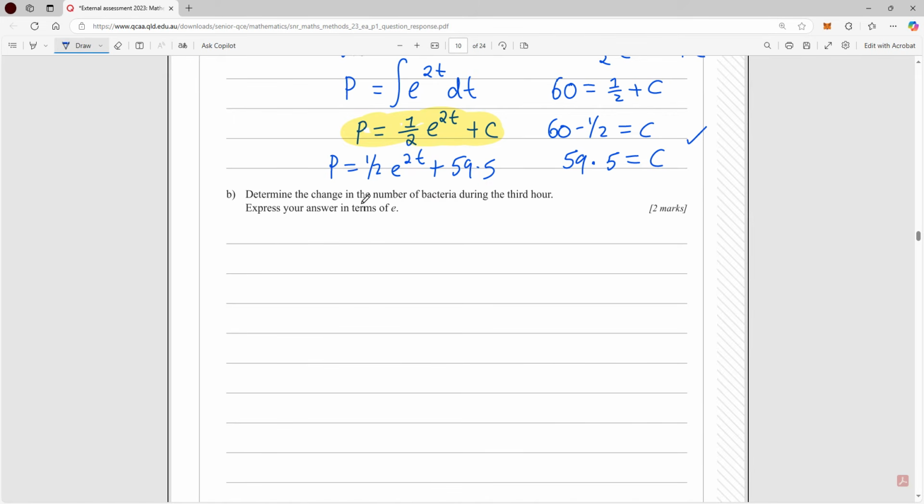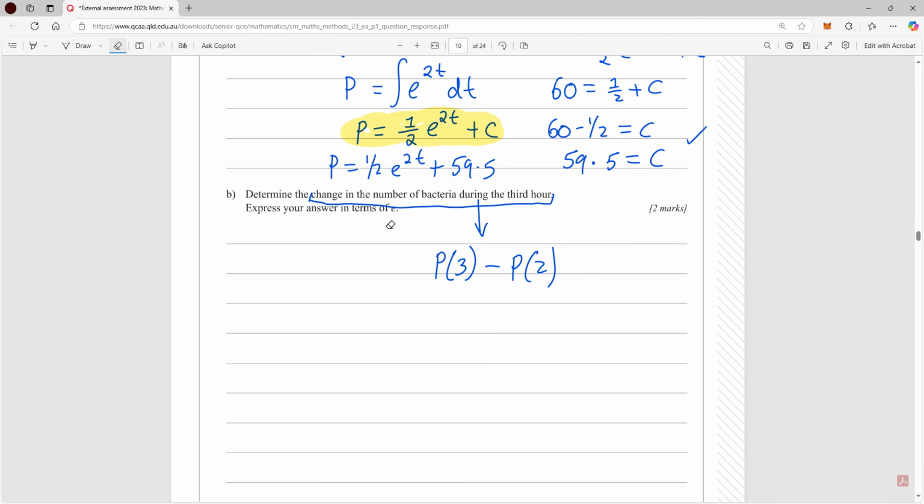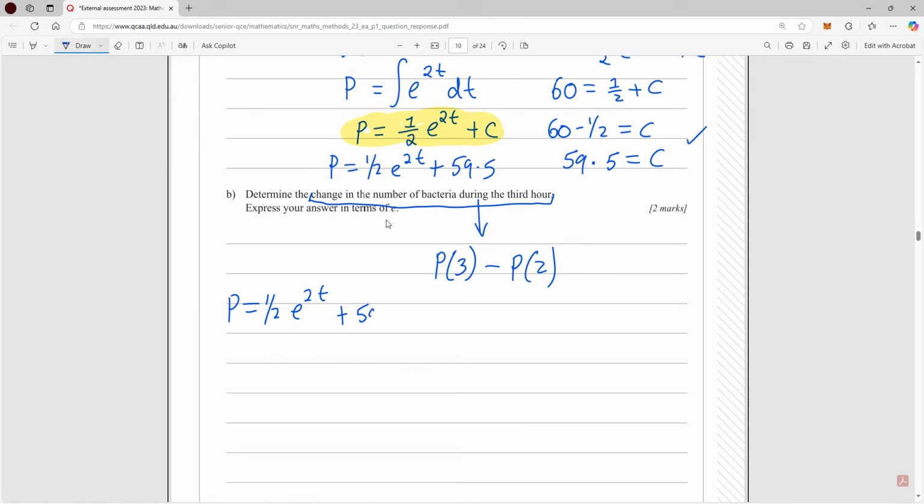Okay. So what this means is basically when they're saying the change in the number of bacteria during the 3rd hour, so basically how much did it increase or decrease from the 2nd hour to the 3rd hour, okay? So when it says the change in bacteria during the 3rd hour, what that's asking is the population when t equals 3, subtract the population at t equals 2. Now, if the population increased, this should be positive. If the population decreased, this should be negative, okay? We can work that out by determining, alright, what sign this is going to be. So pretty much we need to work out these values. So p equals a half e to the 2t plus 59.5.